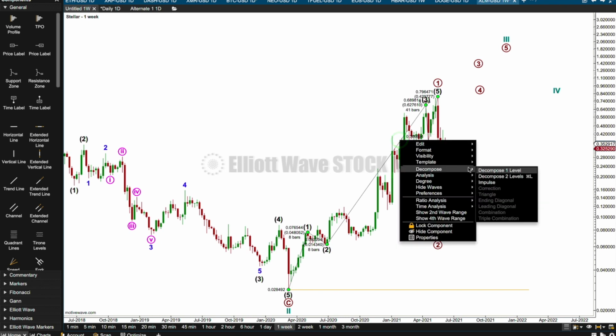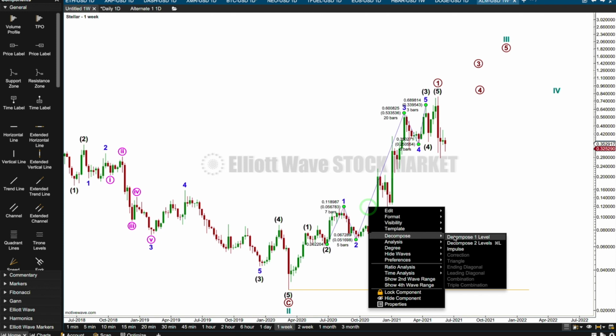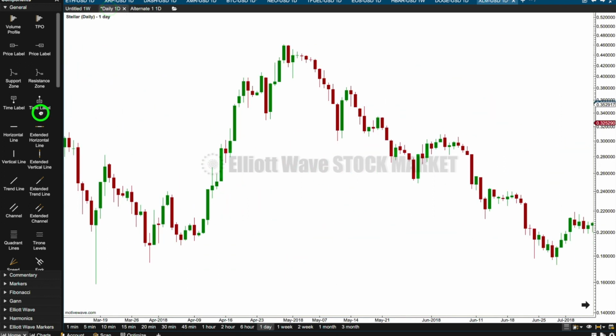Is there an extended third wave in here? This is looking pretty good, but I suspect there's going to be an overlap. Yeah, there is. It won't work. What's happening there? Daily, I need to look at that on the daily chart.